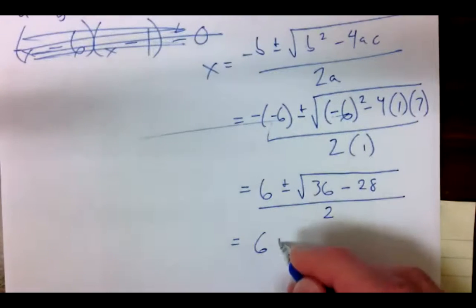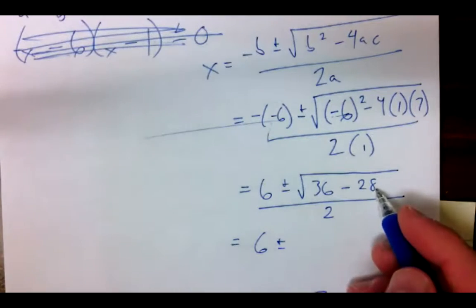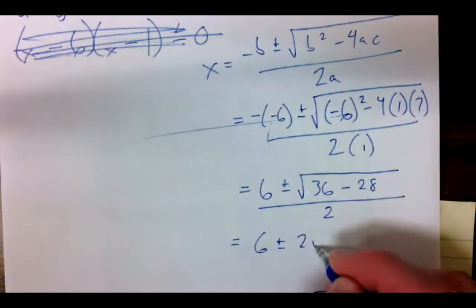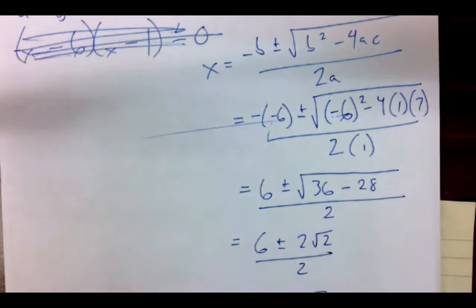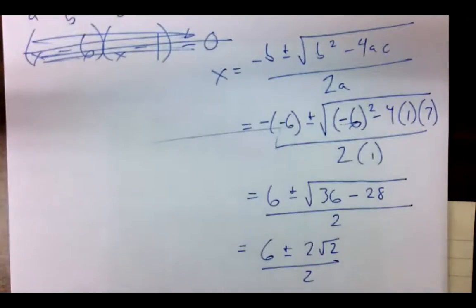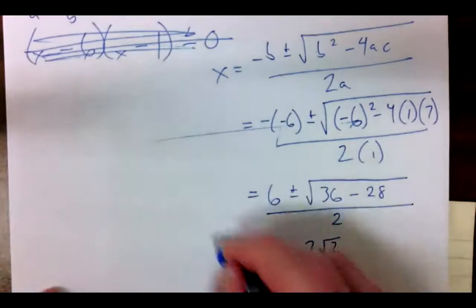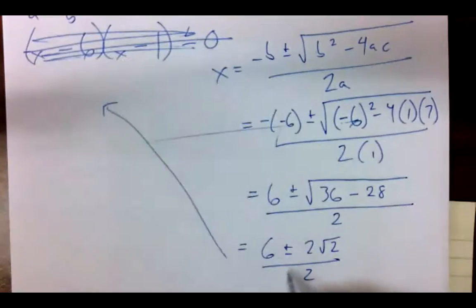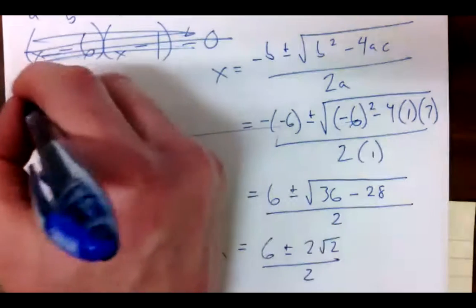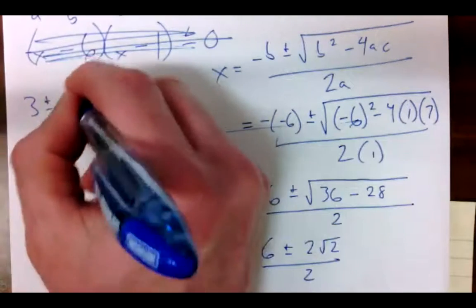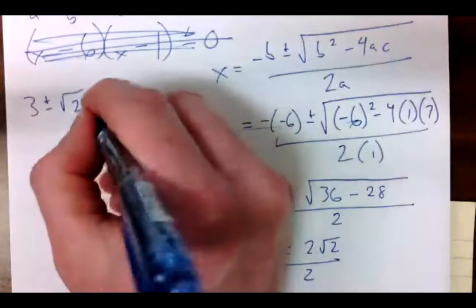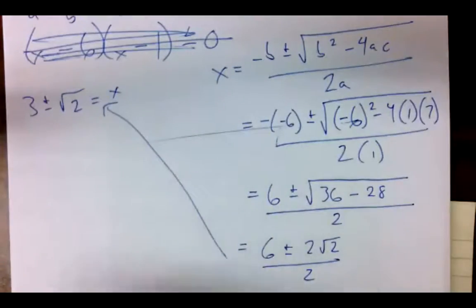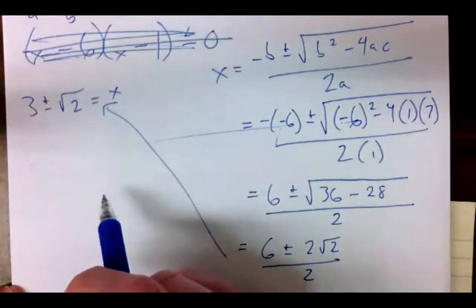This equals 6 plus or minus. So 36 minus 28 is 8. The root of 8 is 2 root 2, all over 2. Sorry, I'm out of space, so I'm going to move it up over here. So the 2, I can take 2 out of each of these. So it's going to be 3 plus or minus root 2. This is what x equals. So 3 plus root 2 or 3 minus root 2.